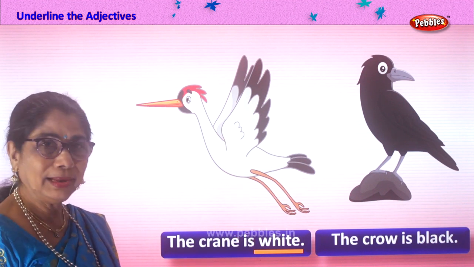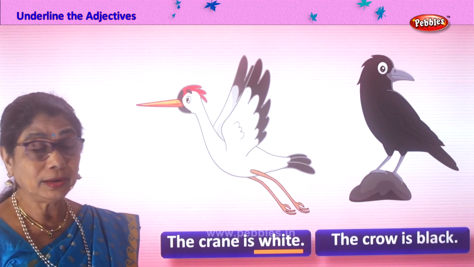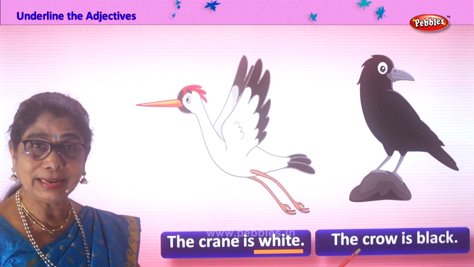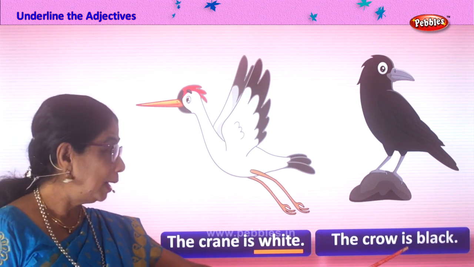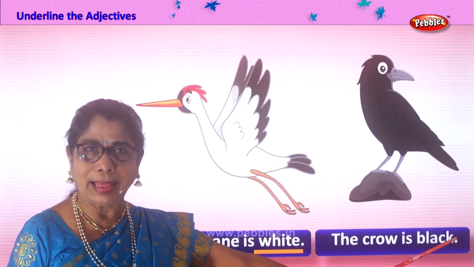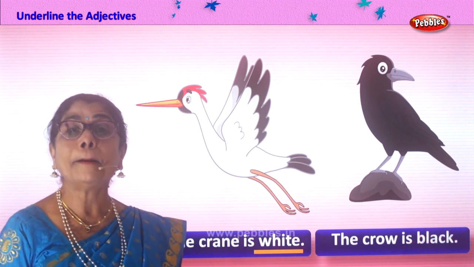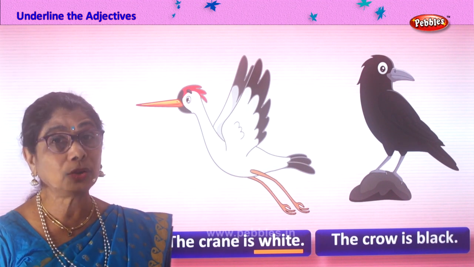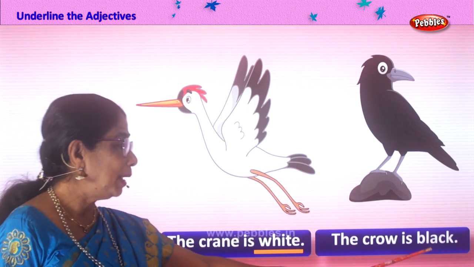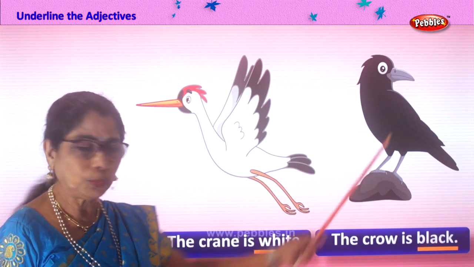So we underline. The crane is white. What is the color of the crane? White. Look at the next sentence. The crow is black. What is the color of the crow? Black. The crow is black. So we underline the descriptive word black, which tells us the crow is black. Black crow.